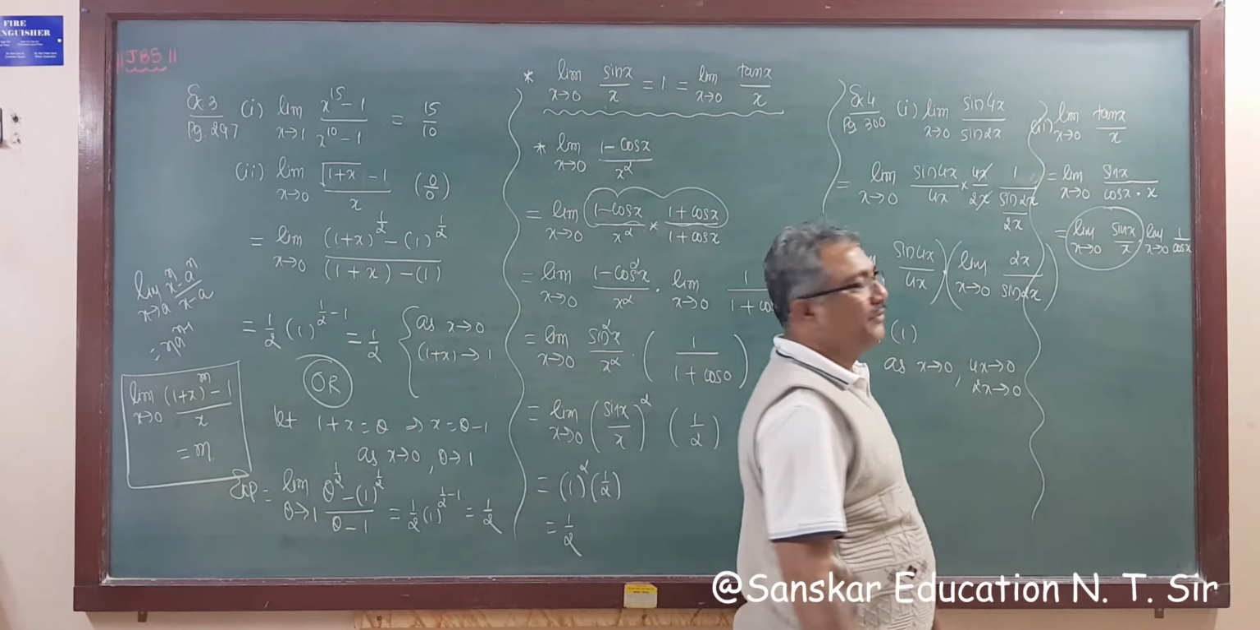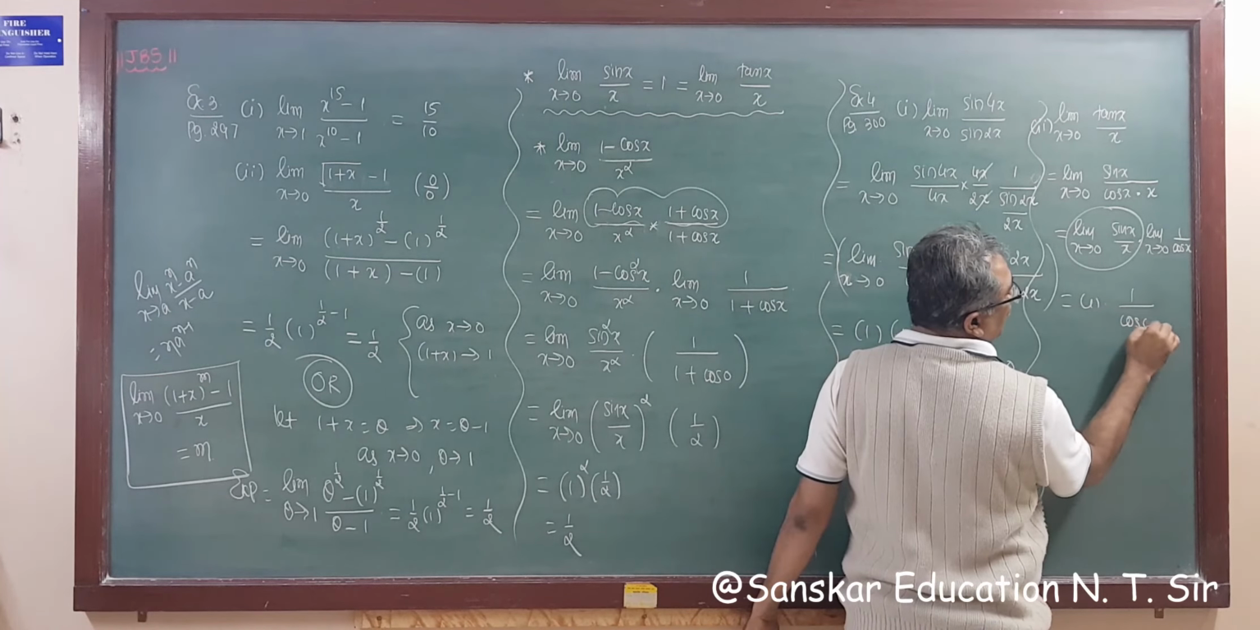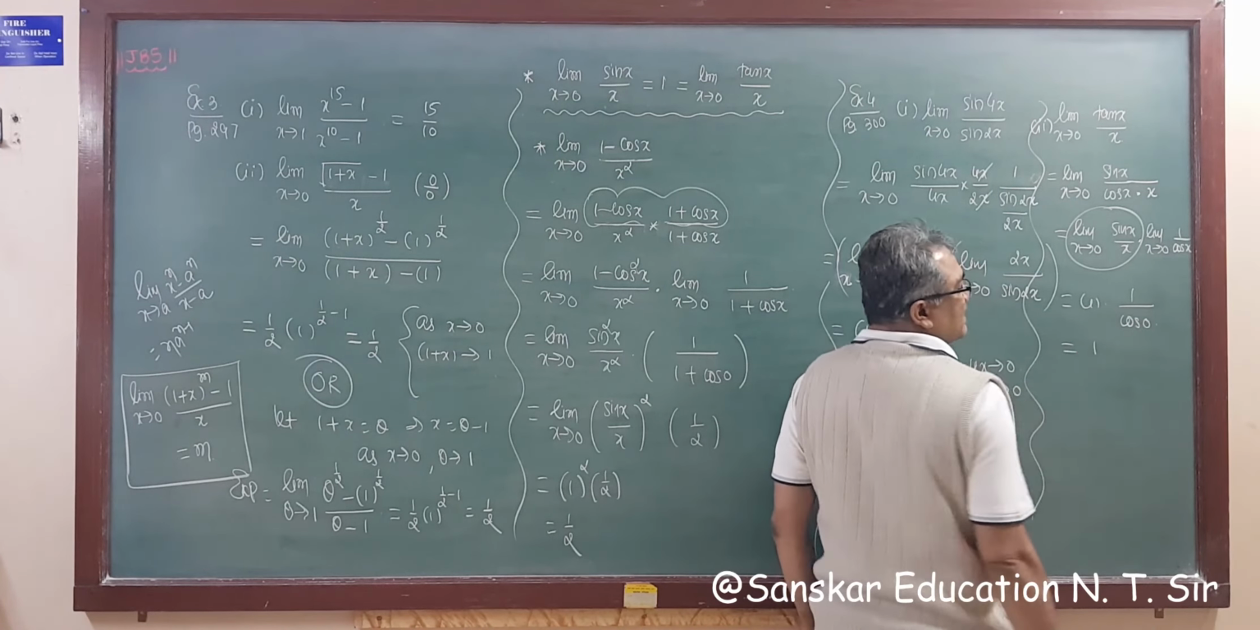The answer of this is 1. So this is 1, and 1 upon cos 0. Cos 0 is 1. So the answer is 1.